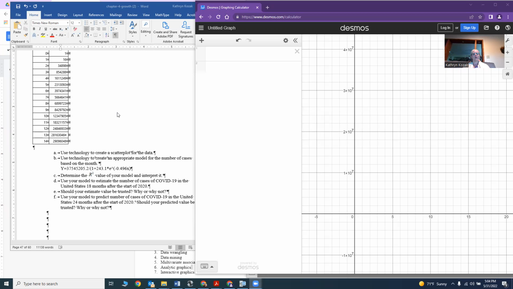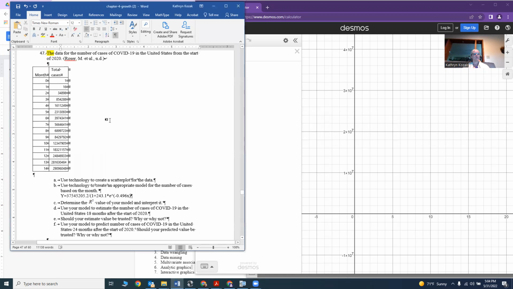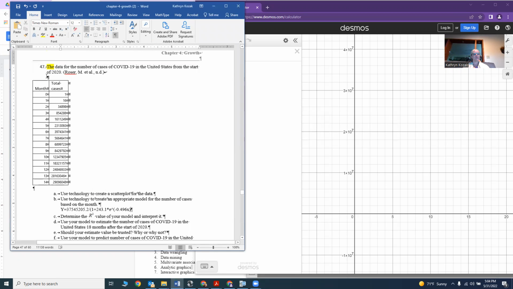In this problem, we're going to go ahead and solve problem number 47, which is from chapter 4 in the textbook. This problem, the data is from the number of cases of COVID-19 in the United States from the start of 2020. We have all the data here, and we want to use technology to create a scatter plot for it. We're going to use Desmos in this case.